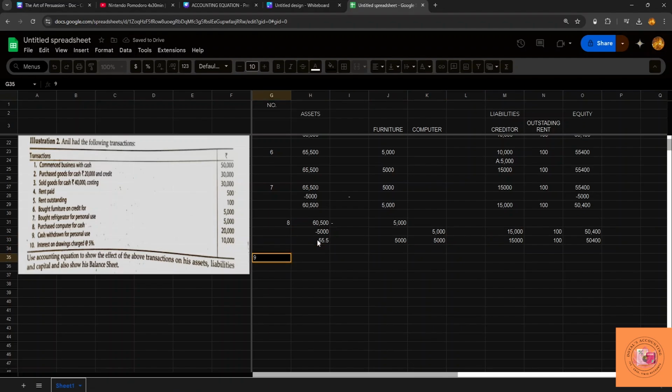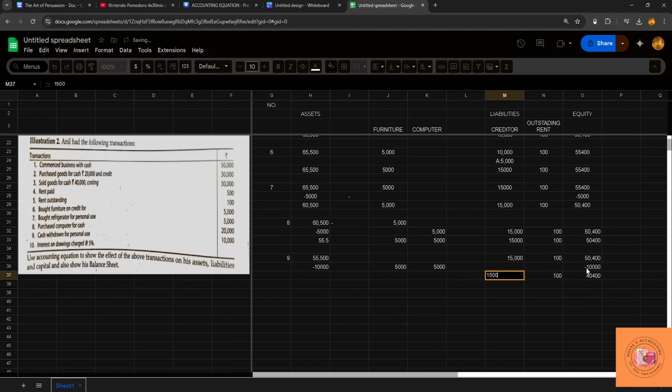Now, the next transaction is cash withdrawn for personal use, drawings. 55,500 minus 10,000 drawings. Cash is reducing, right? And rest everything will remain the same. Just copy that and paste it here. Minus 10,000. Even our capital will reduce: 40,400.